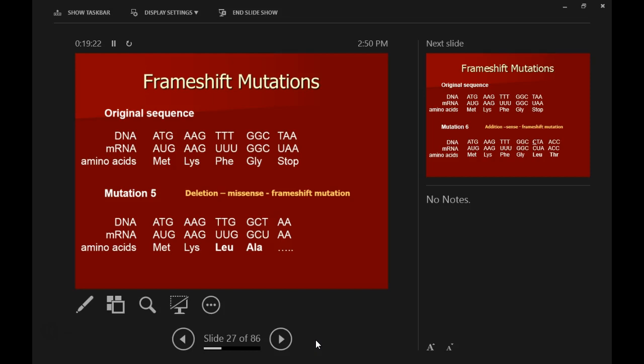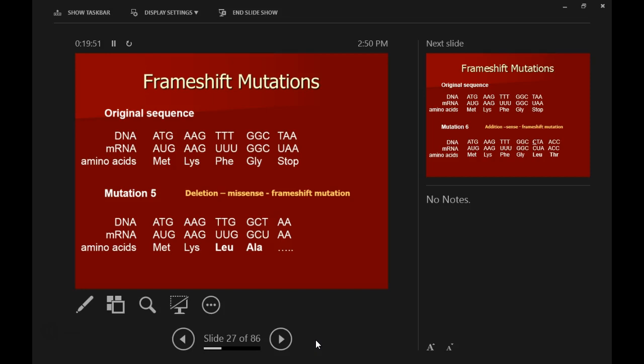Here's one where we actually had a deletion. So here is a normal codon, TTT. And then you'll notice that in this codon, we go TTG. Where did that G come from? It came from over here. Here's the second G, here's the C, here's the T. Everything has shifted one space to the left.